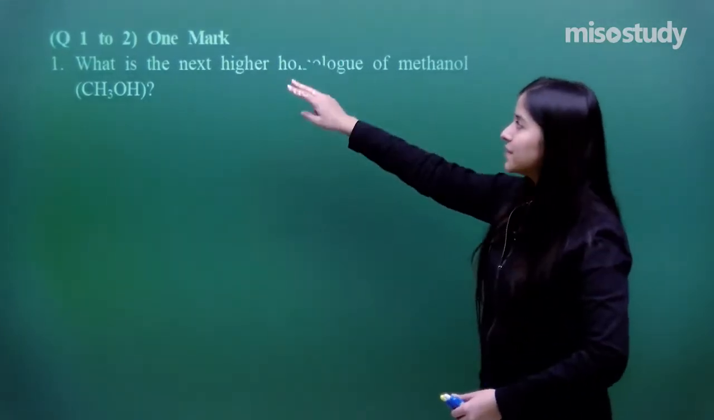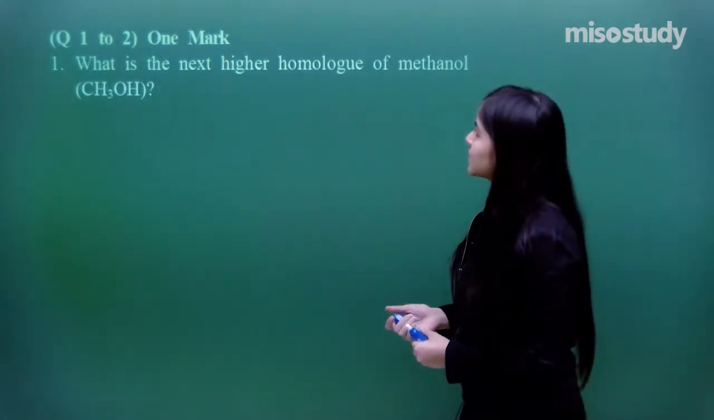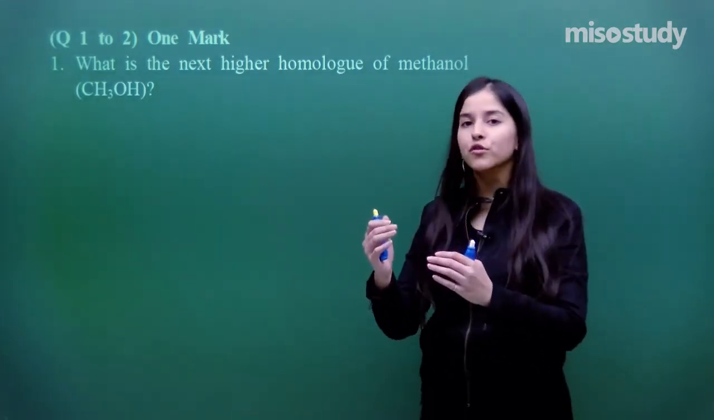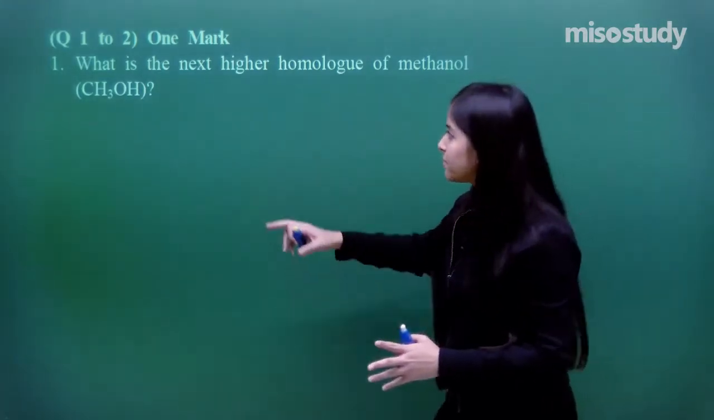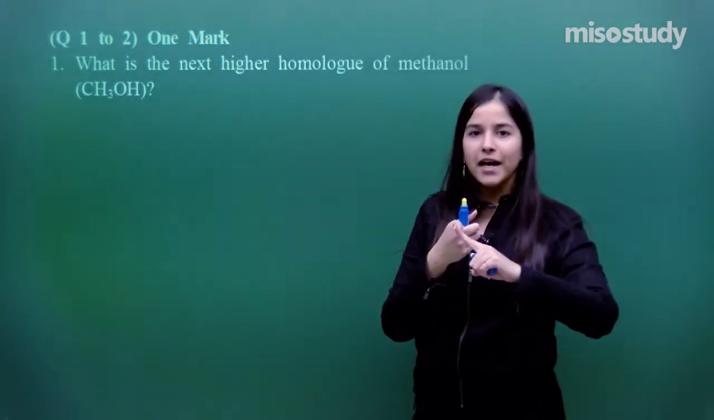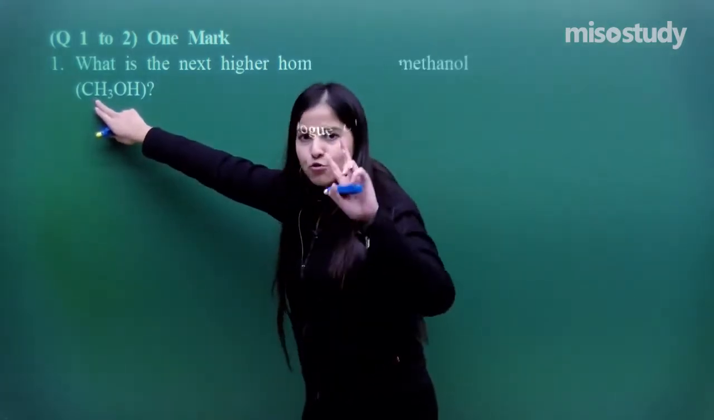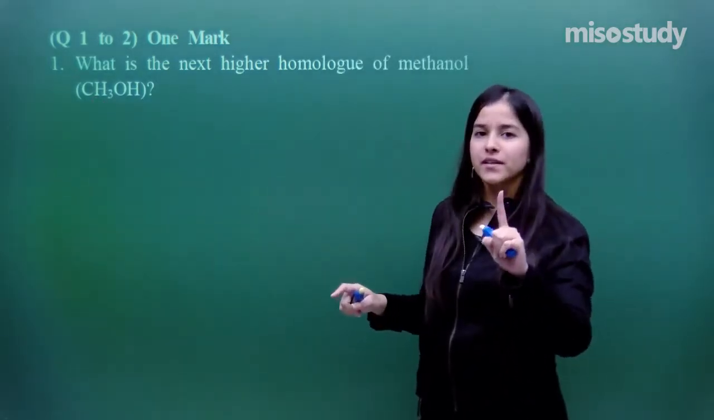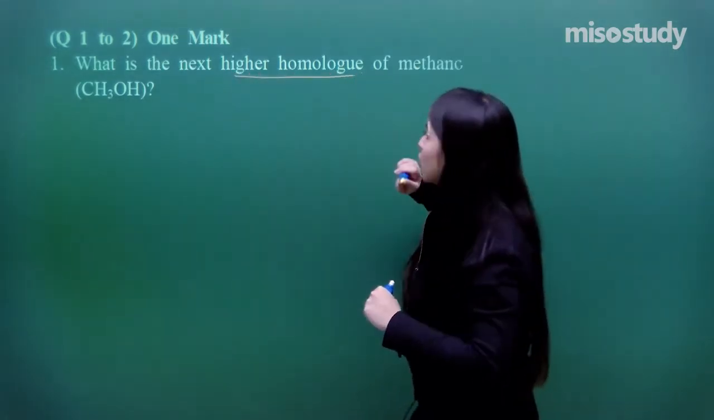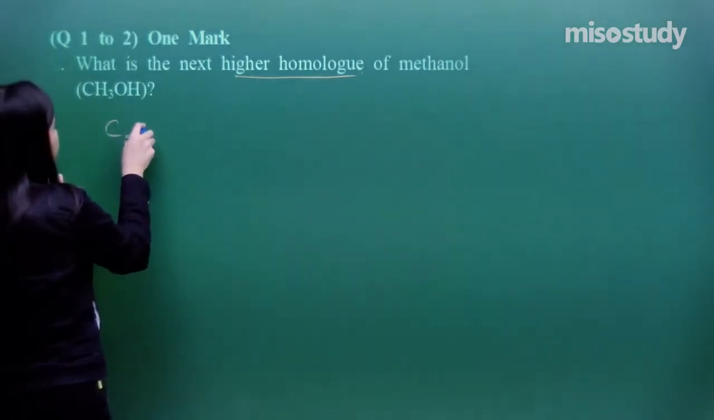As per the instruction, the second question is also for 1 mark. What is the next higher homologue of methanol? What is a homologue? That means from the similar series. See here, the series is of methanol. That means I need to include the alcohol, and the next member will have 2 carbons. It started with 1, I need 1 more. So that will be the next higher homologue.